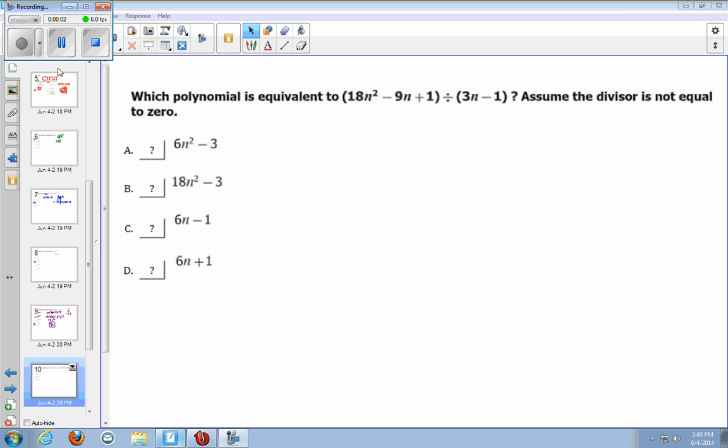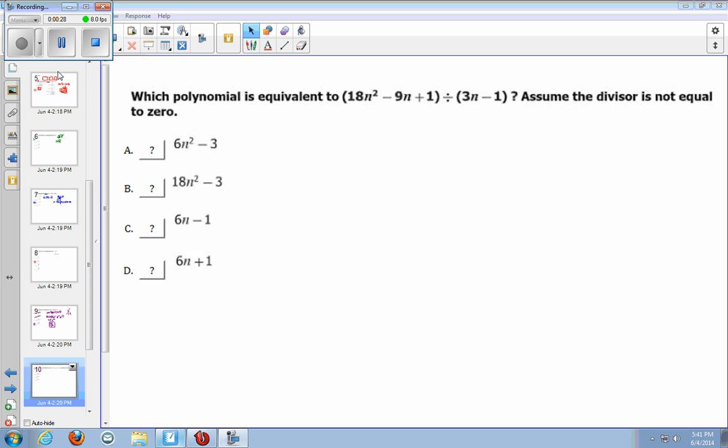Welcome, this is Ms. Gergen, and we are about to start question number 10 on the 2014 released SOL test for the state of Virginia. The question says, which polynomial is equivalent to the quantity 18n squared minus 9n plus 1 divided by the quantity 3n minus 1? Assume the divisor is not equal to 0.